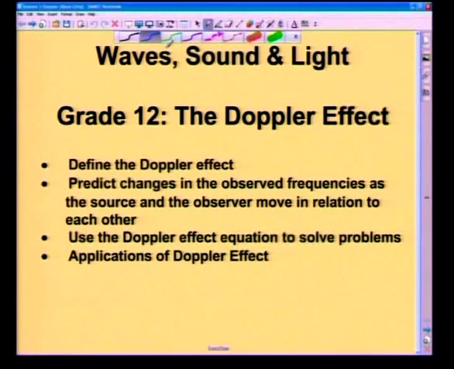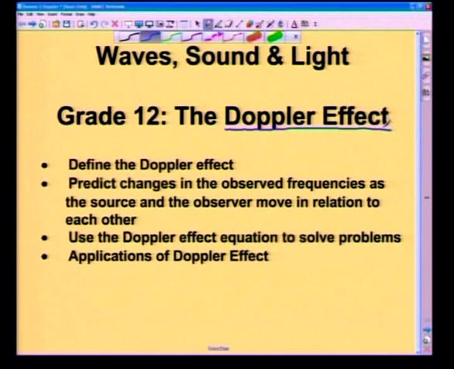My name is Tinyiko Kosa, and today we will be looking at a section under the knowledge area called Waves, Sound and Light, and we'll be talking about Doppler effect. Now, let's quickly look at what Doppler effect is all about.